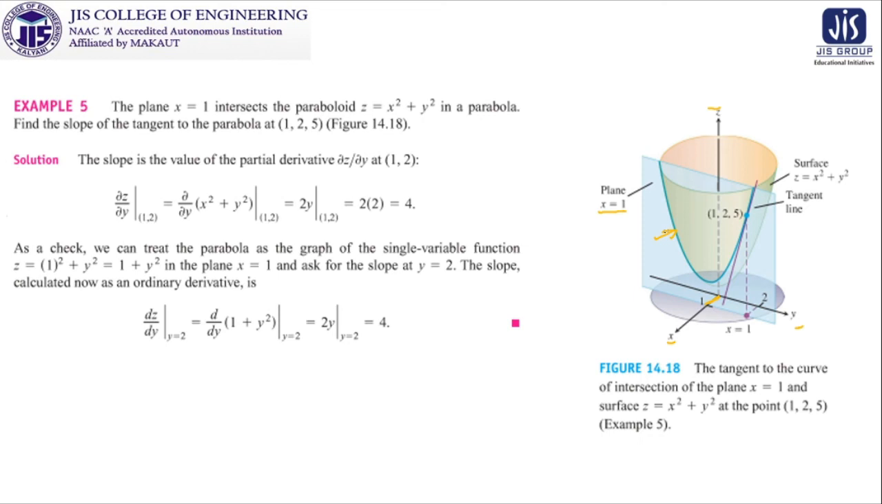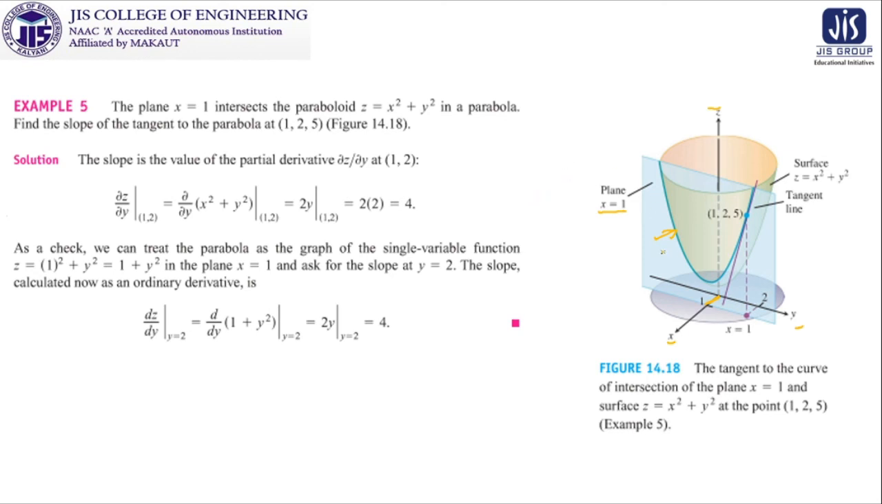So what is the question? First of all, we have this paraboloid, then we have the x equal to 1 plane. This x equal to 1 plane intersects this paraboloid to create this parabola in this blue line. Now our requirement is to find out the slope of the tangent to the parabola at 1, 2, 5.